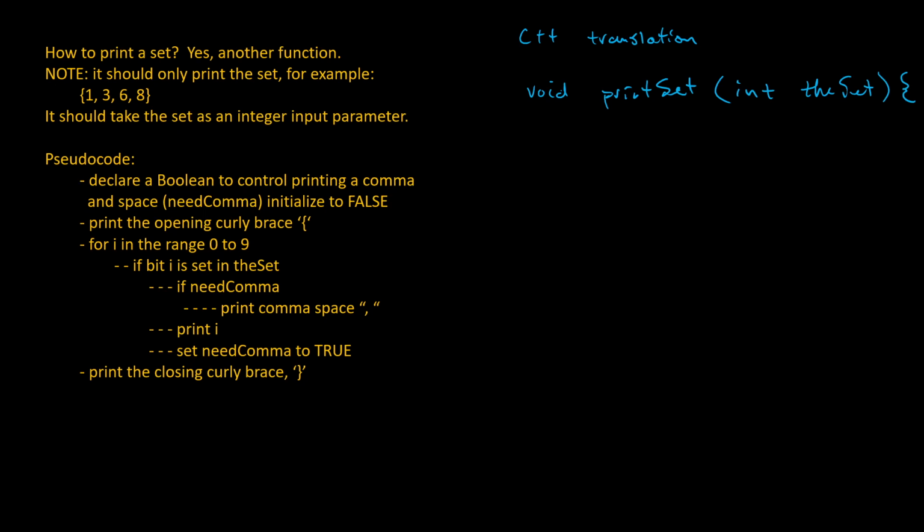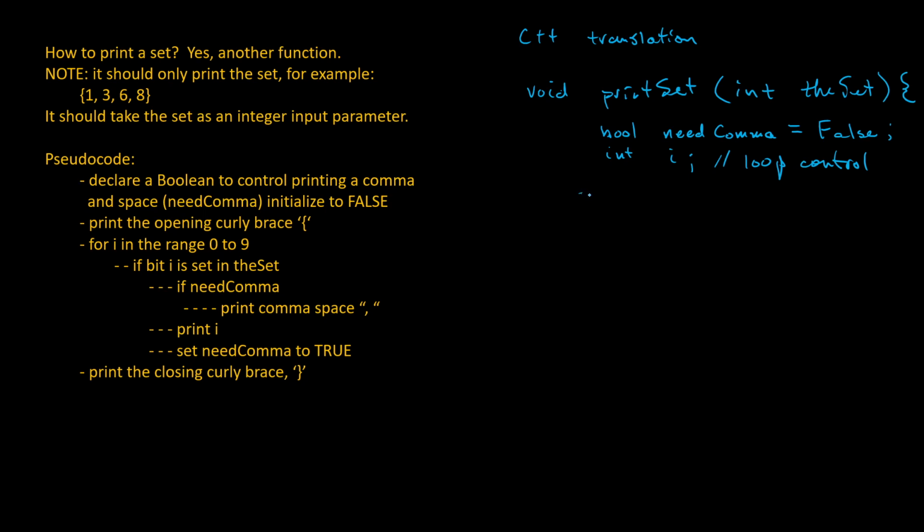I need to declare a Boolean, and I have a loop control variable. So here I'd have a bool, comma, I initialize it to false. And I have an integer i, the loop control variable. Okay. So now I can start the rest of the stuff that I have.